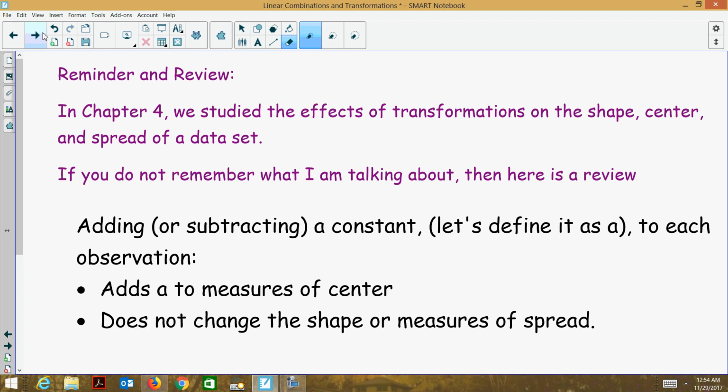Adding or subtracting a constant, let's define that constant as A, to each observation does the following. It adds that A constant to the measures of the center. So, if I have an average test score of 85 for a class and I give everyone 5 points, then the mean moves over 5 points. But it does not change the shape or the measures of spread, so the standard deviation, range, and so forth will remain the same.